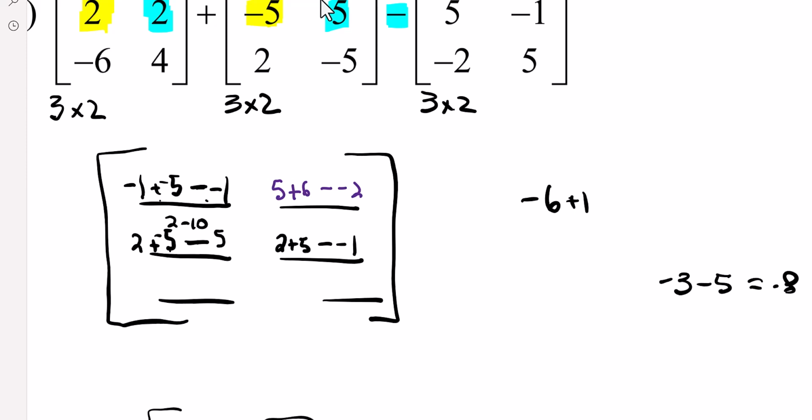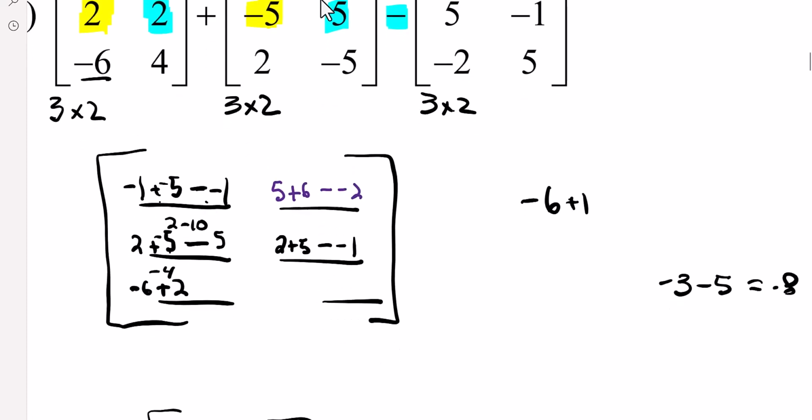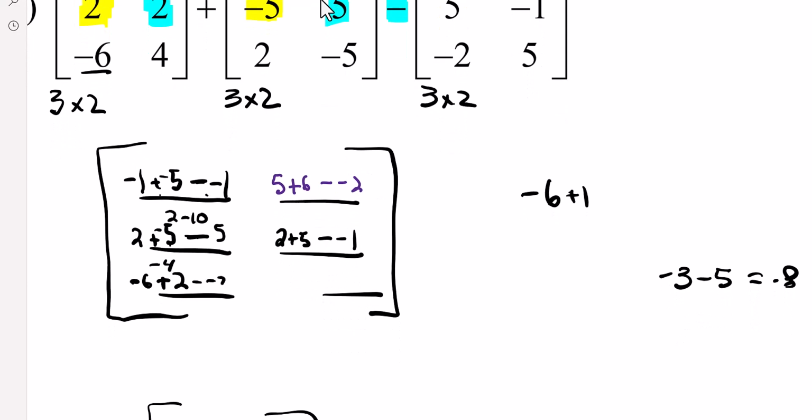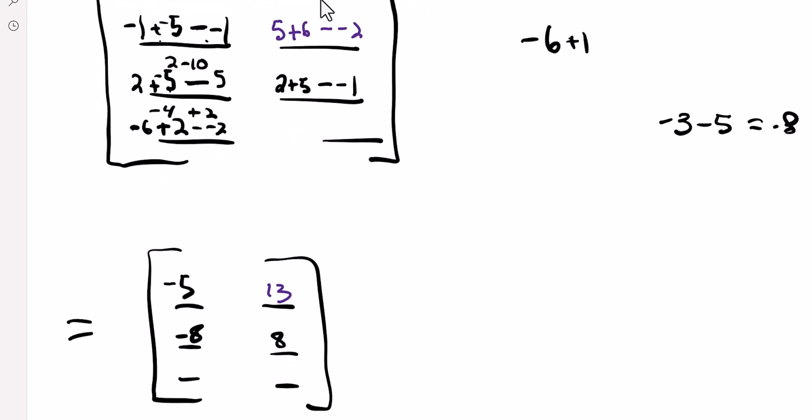And then lastly, -6 plus 2, which is -4. And then we have subtract -2. That's adding 2. -4 plus 2 is -2.